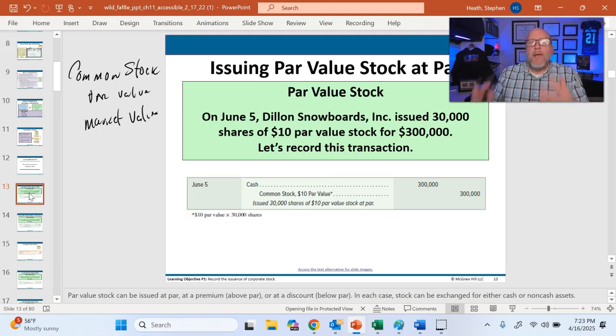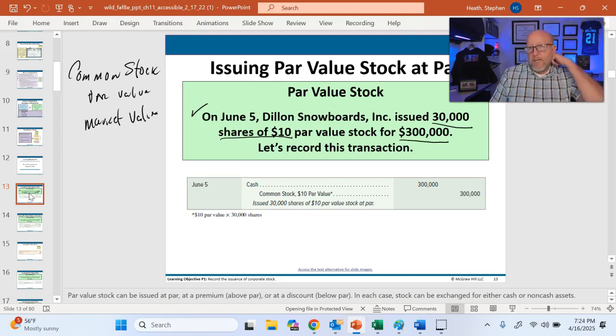Okay. And now let's talk about how we would account for stocks with par value. So let's take it one step at a time. Let's just look at this particular example. On June 5th, Dylan Snowboards issued 30,000 shares, okay, of $10 par value stock for 300,000.